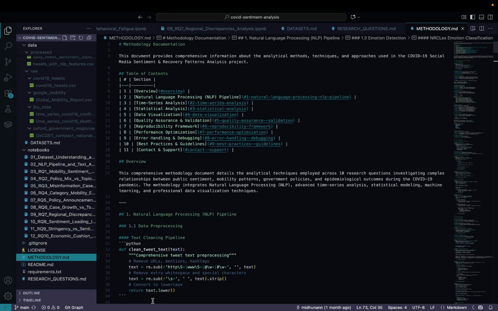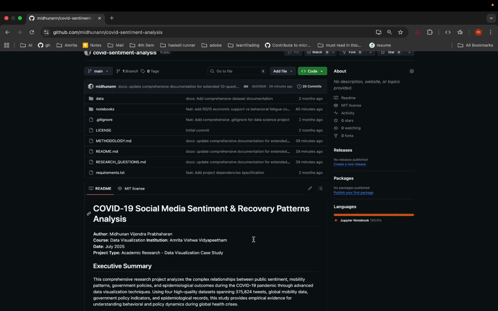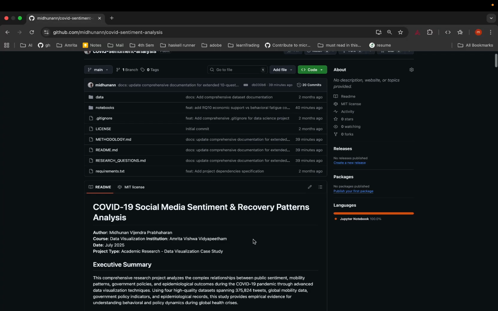Now that we have answered all 10 research questions along with their respective visualizations, I've also added detailed methodology documentation where I've clearly mentioned all the technical details used for answering all 10 research questions. All of these details are also uploaded in my GitHub repository, where you can read through the documentation for any further queries. Thank you.